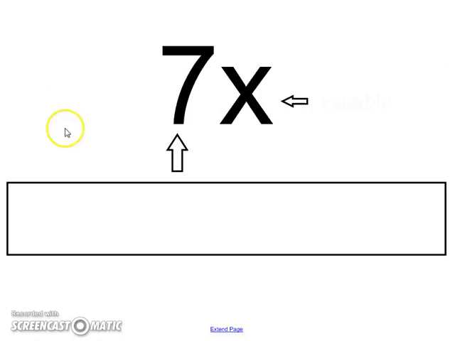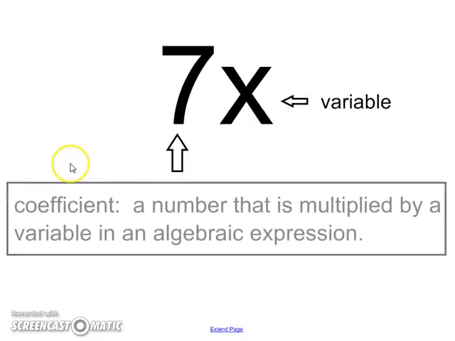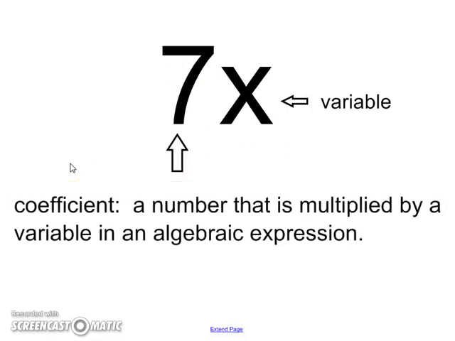Okay. Now, in order to do that, quick review: 7x. When we have an expression, this is a very basic, simple expression. It is an algebraic expression because there is at least one variable. In this case, x is the variable, and the 7 is the coefficient. The coefficient is the number that is multiplied by the variable. So in this case, 7 is the coefficient. It is being multiplied by x.